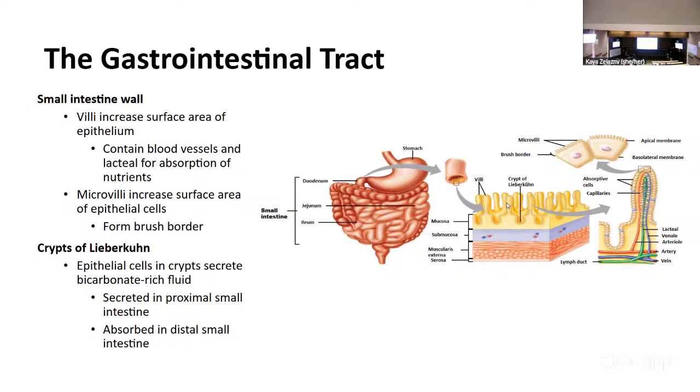And between those villi, we also notice that we've got these depressions, right? We've got these holes kind of dug out. We refer to them as crypts. These are our crypts of Lieberkühn. Okay.